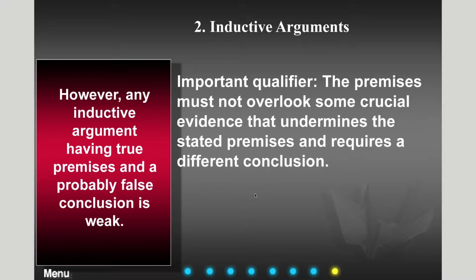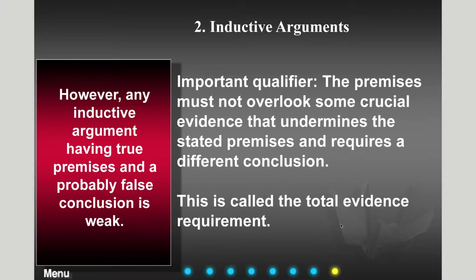So the premises must not overlook some crucial evidence that undermines the stated premise and requires a different conclusion. That is, that even though there are two gemstones, not all gemstones have the same color. This is called the total evidence requirement. Okay, so let me go back to that slowly. The last part said, just because this is green, this has a certain color, therefore it's probable that all gemstones have this color. Well, we're leaving out extra evidence that would be important, which is that gemstones are known for having different colors.